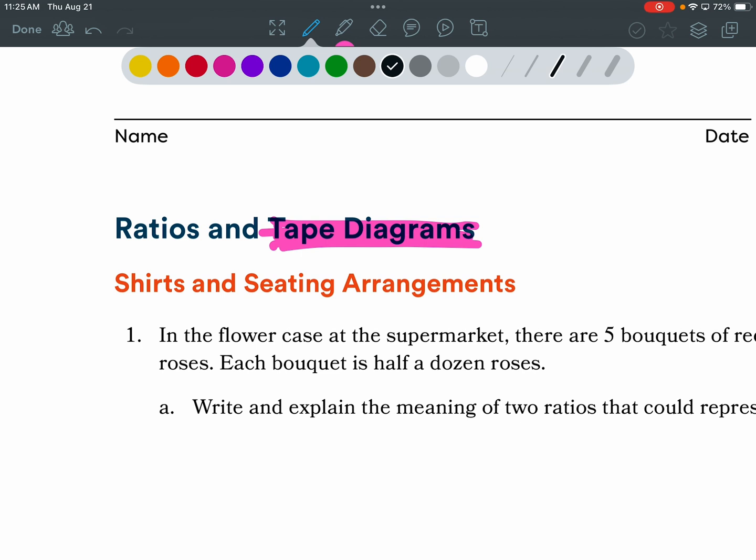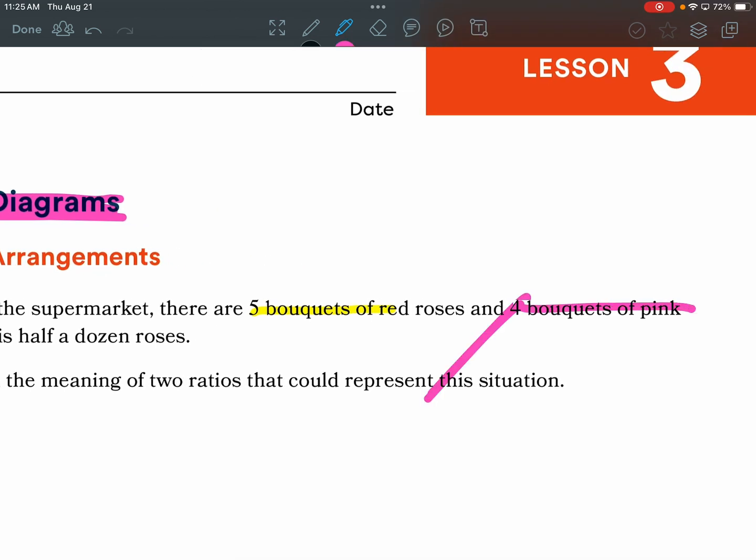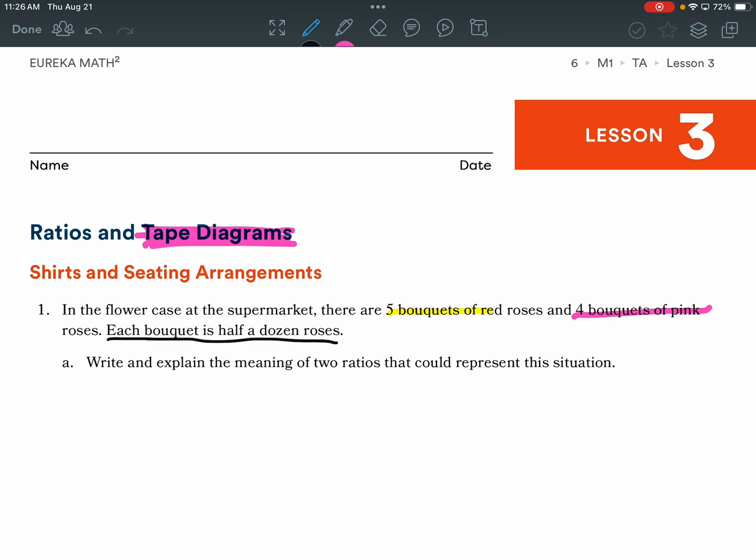All right. We are in a flower case at the supermarket. There are 5 bouquets of red roses. There are 4 bouquets of pink roses. Each bouquet is a half a dozen roses. How much is half a dozen? 6. Okay, so each bouquet has 6. Okay? So I'm going to put that number right there because we need that.